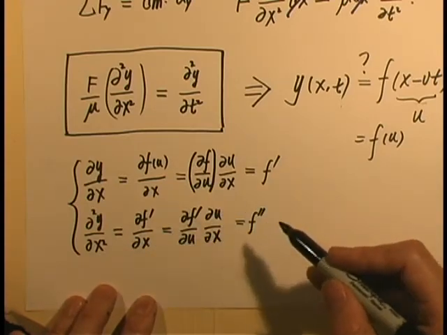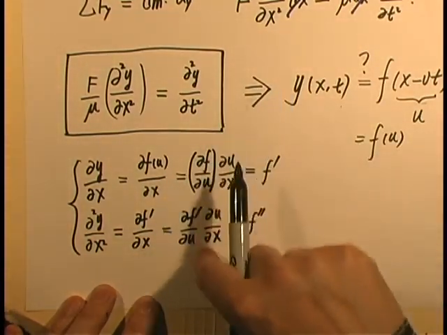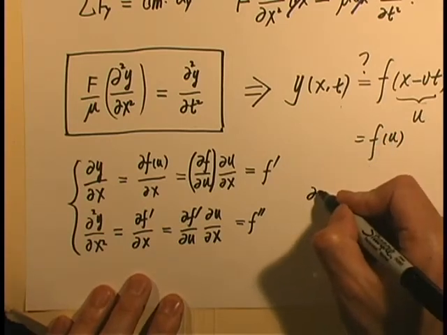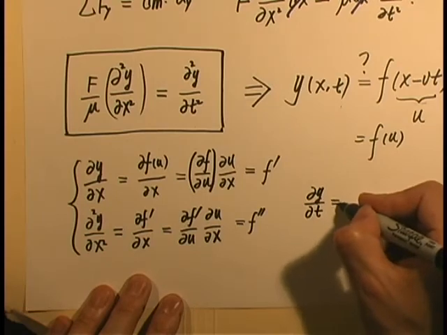Next, let's look at the second derivative with respect to time t. We can do pretty much the same thing. Again, first derivative, partial y, partial t this time. Okay, now let's do that.